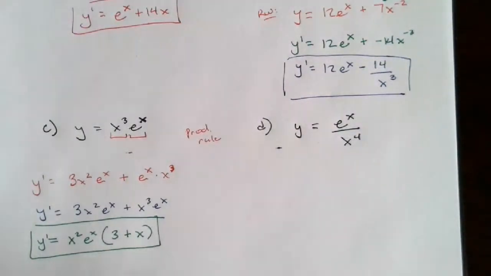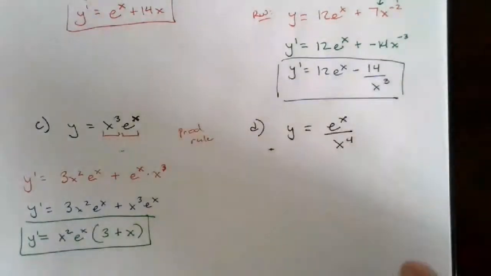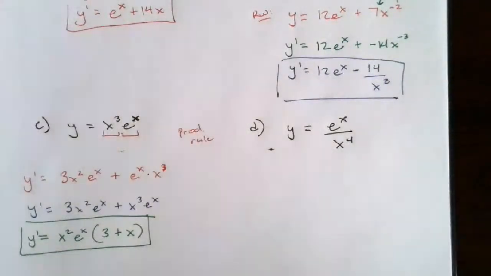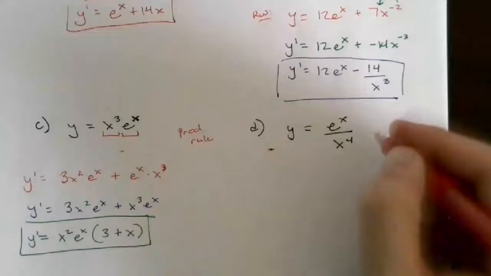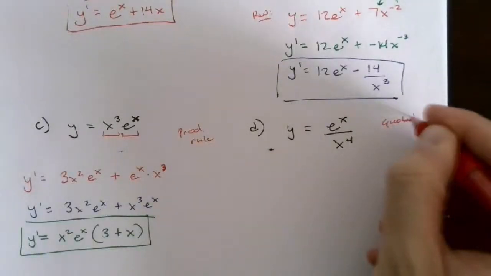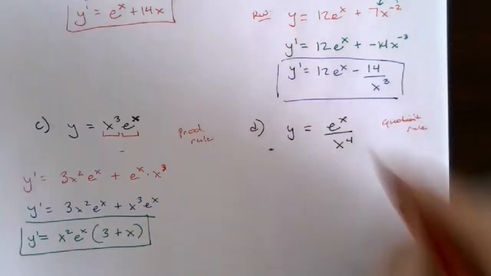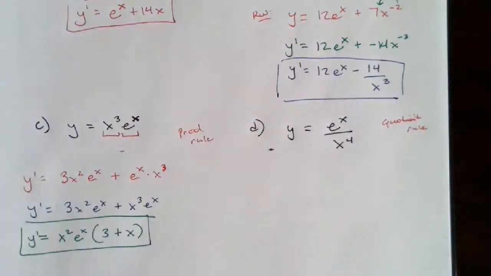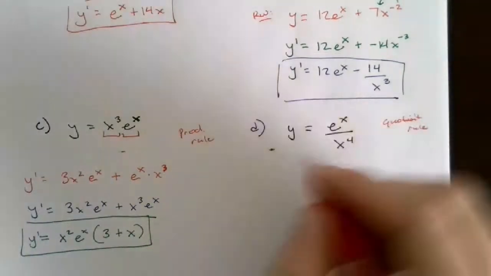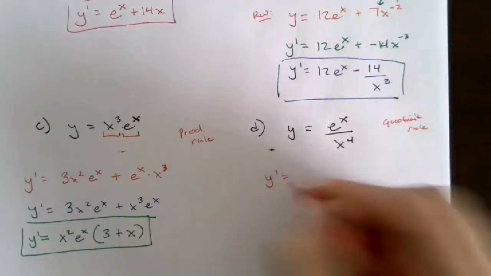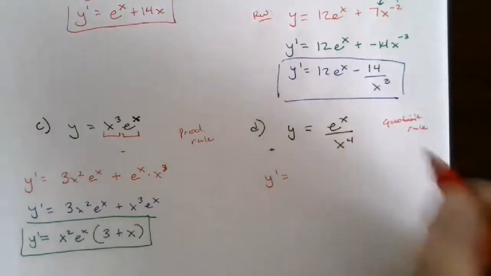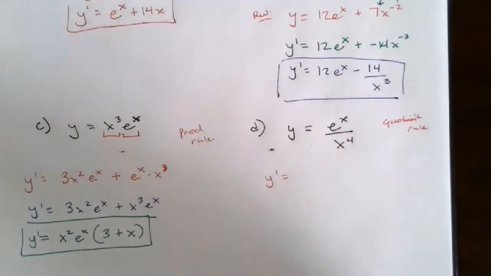For this one, you should notice that you have a function divided by a function, and for a function divided by a function, you want to use quotient rule. Now, you might notice that you could rewrite this right away and move the x to the 4th up to the numerator as x to the negative 4 times e to the x. If you did that, it would be a product rule question. But because I want to demonstrate the quotient rule and remember how to use it, since we have division of functions, we're going to use quotient rule. And remember how that works.